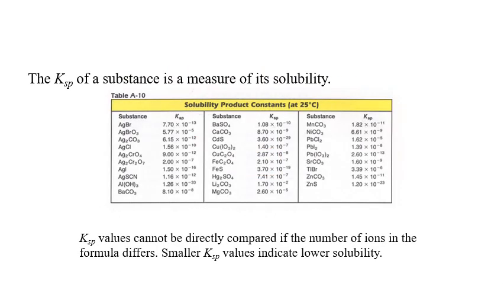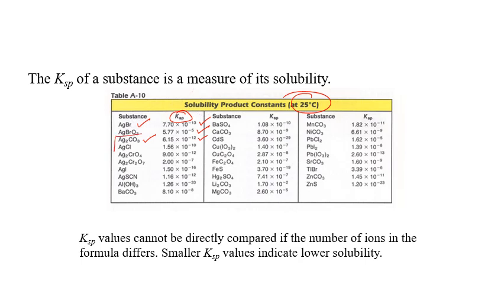All right. Okay, so we can see the Ksp chart here. For AgBr, we have a constant that is 7.70 times 10 to the power negative 13. And for AgBrO3, there is another value here. For Ag2CO3, we have another value. That means for each compound, the Ksp value is different at that specific temperature, correct? And we were talking about Ag2CO3 and AgCl now. You can see the Ksp values here.